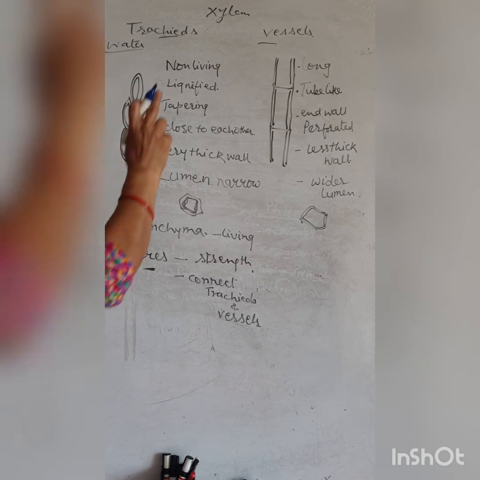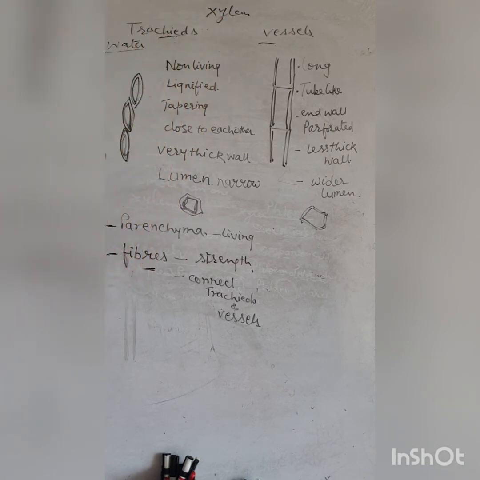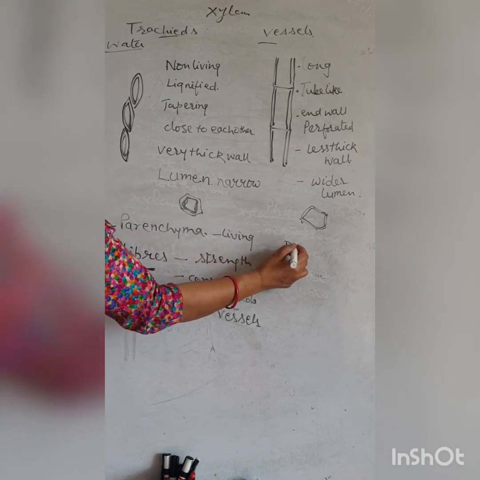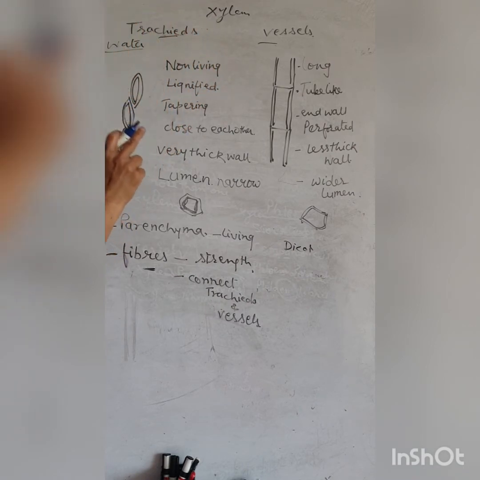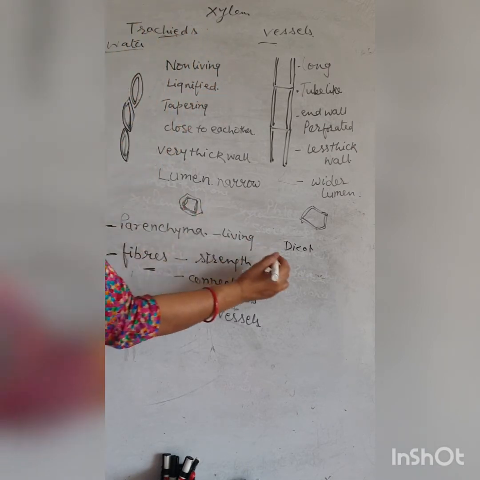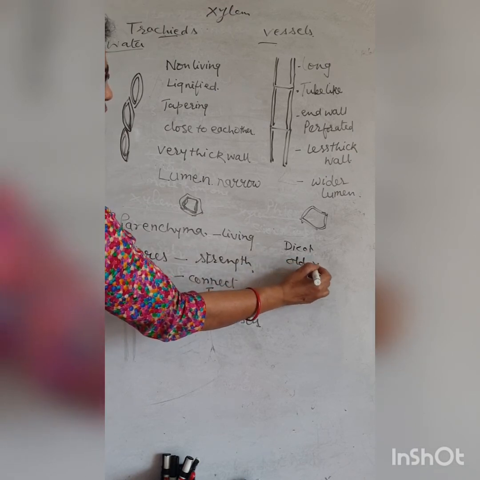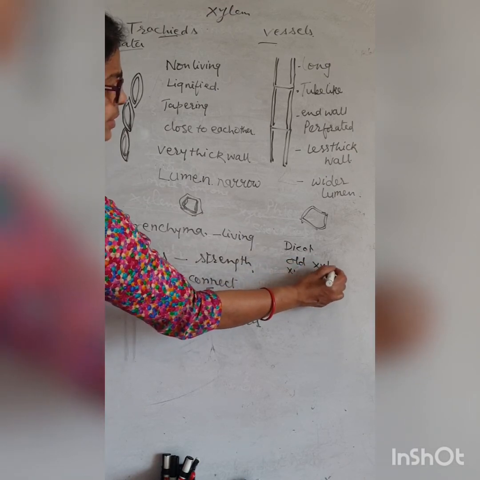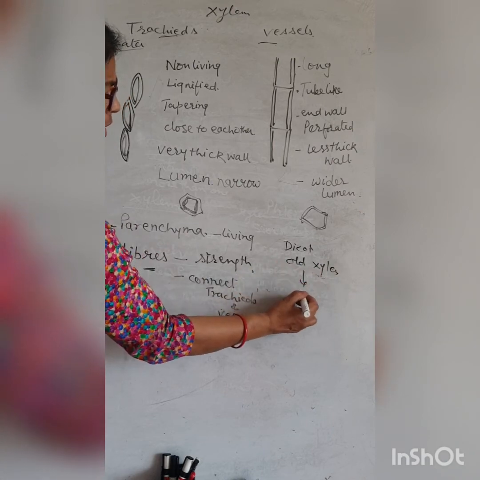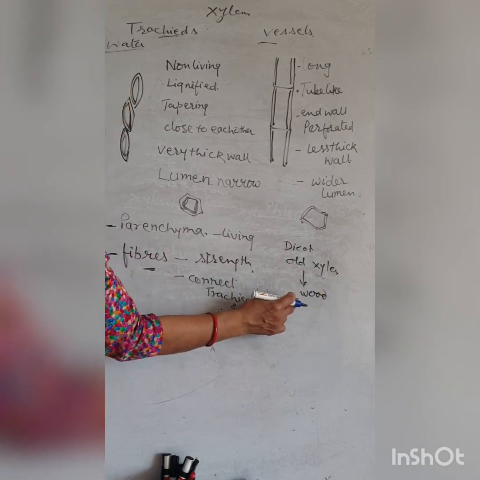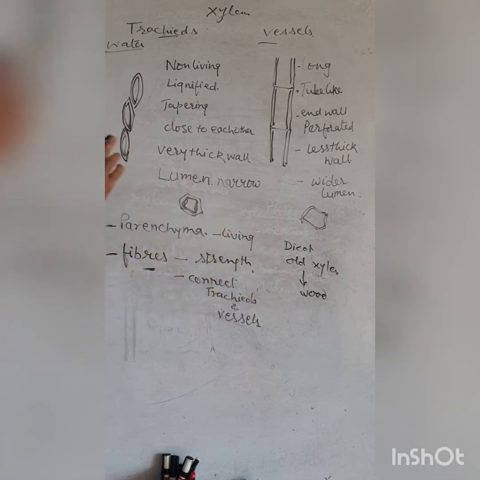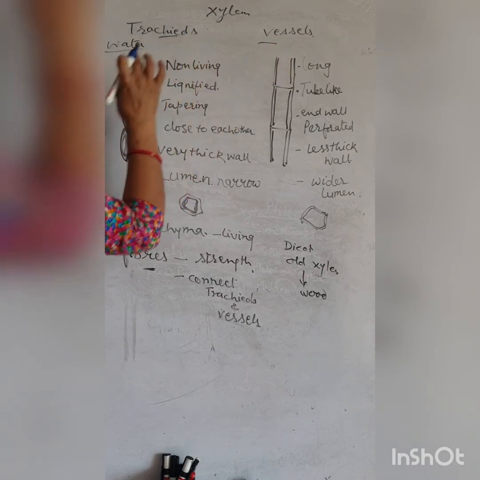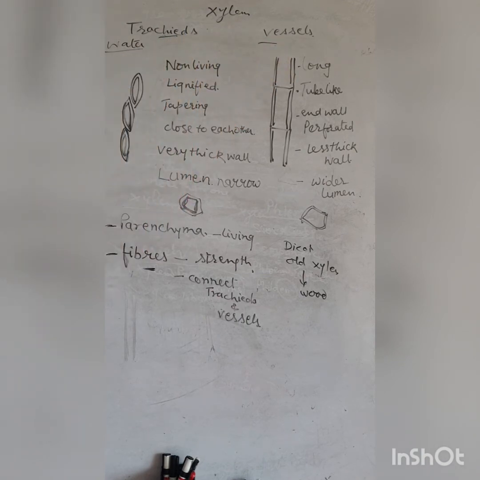In plants, the xylem is formed every year in the dicot plant. The old xylem does not conduct water. It forms the wood. That is, wood is nothing but the xylem only. So these are the differences between the tracheids and vessels.